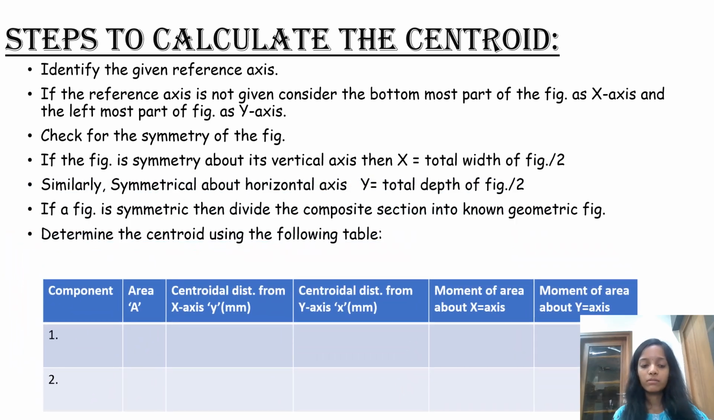First, we divide the figure into components and then find the area of that component. Then we'll find out the centroidal distance using the formulas. Then calculate, multiply area into x bar, x and y, that is centroidal distance. That's when we get moment of area about x-axis and moment of area about y-axis.